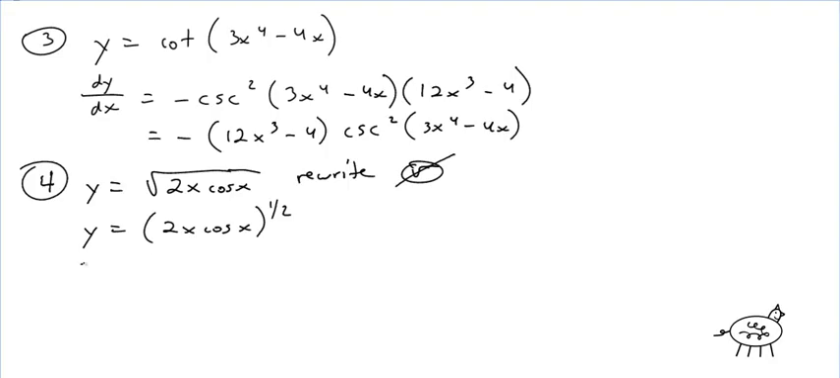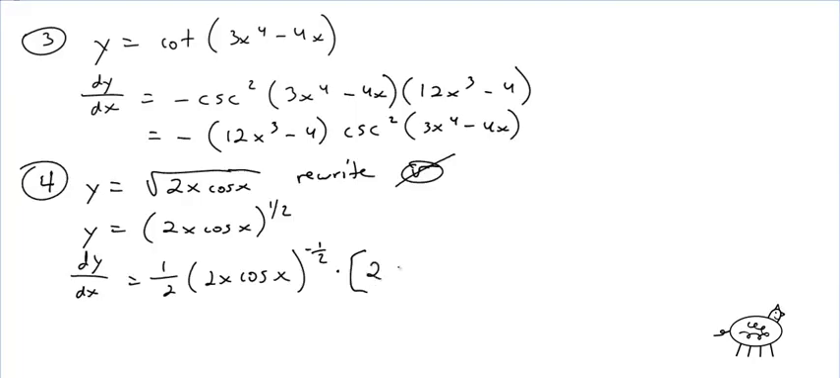Very simple. Dy dx is equal to move the 1/2 in front, and we're going to get 2x cosine of x. Again, I'm not touching anything on the inside, and it's to the negative 1/2. And then I take the derivative of the inside. Now, what's going on with the inside? It's the product rule. It's 2x and cosine of x. So it's the first times the derivative of the second, which is negative sine of x, plus the second times the derivative of the first.